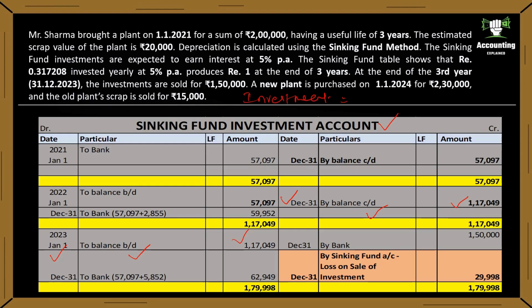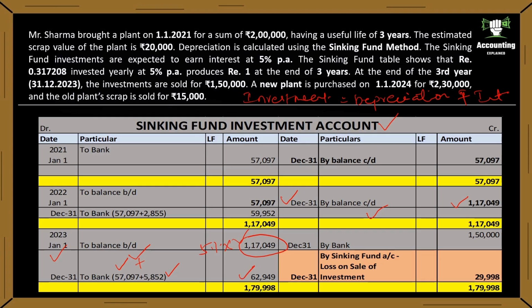Next step is to find out the investment amount. Investment amount is depreciation plus interest received, right? So the depreciation amount is uniform, that is 57,097, that will be invested outside, plus the interest. On the balance brought down, 1,17,049, we are going to receive interest at 5%. 5% of this comes to 5852. So this is the investment we are going to make for the third year, 62,949.